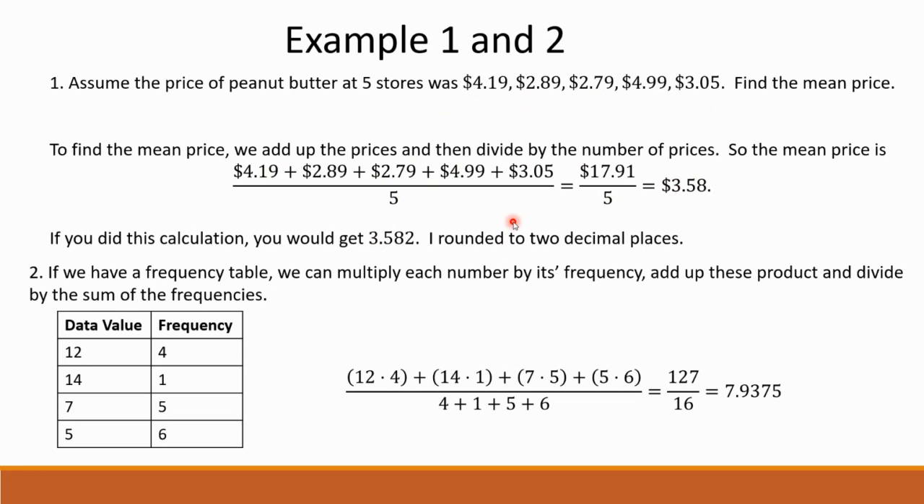Now, this is just saying also that when I actually did this calculation, I actually got this. Since this was currency, I rounded to 2 decimal places. All right, that's cool.